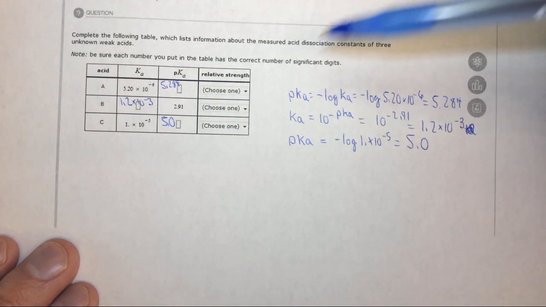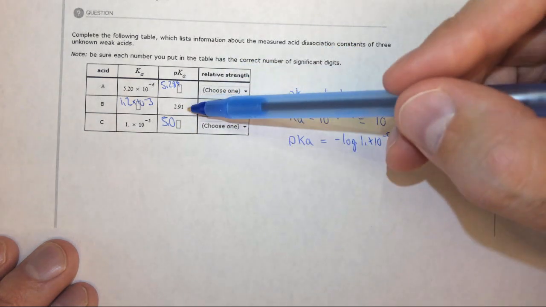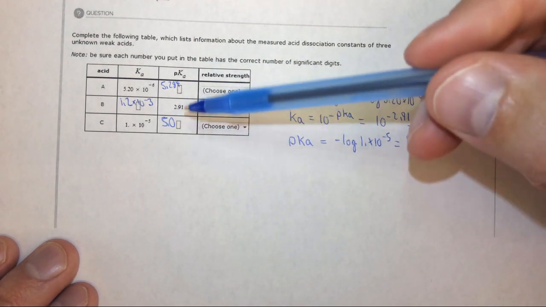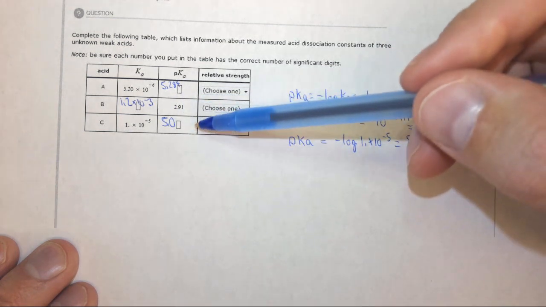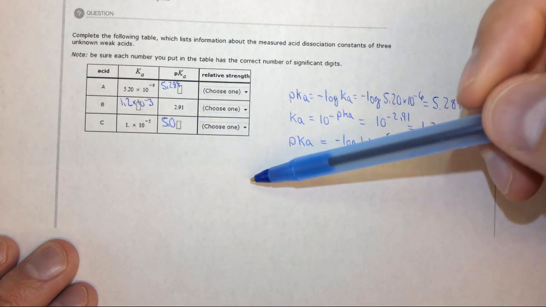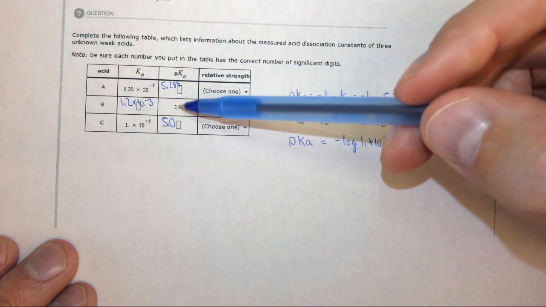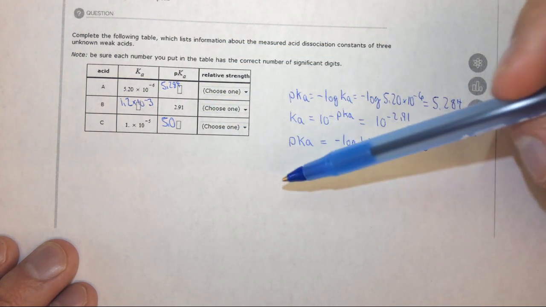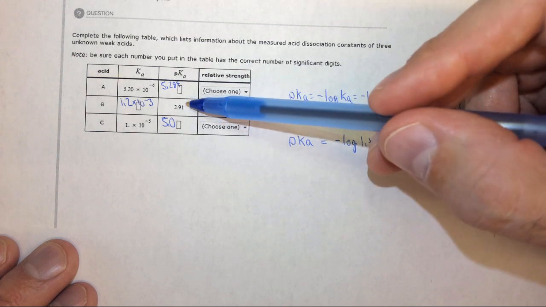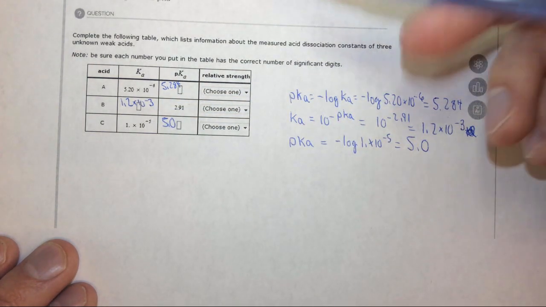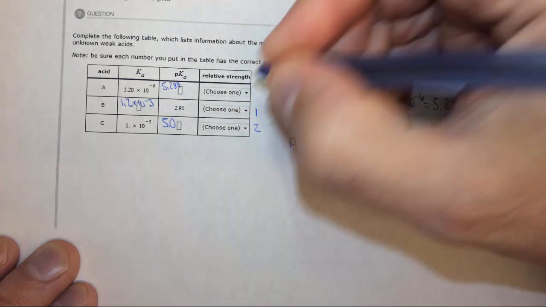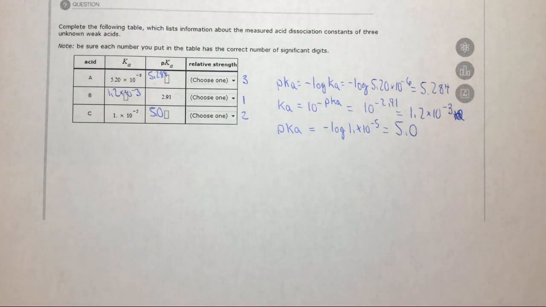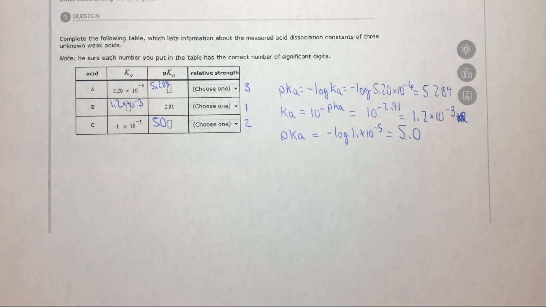Now we need to find the relative strength. It's easier to find the pKa first and then the relative strength. The one with the lowest pKa is the most acidic because it's going to have the most H3O+. Remember that in the Ka expression, H3O+ is on the top. So when you look at the pKa, the smaller the number, the more H3O+ is present because this concentration will be larger. So therefore, this is 1, this is 2, and this is 3. So we simply rank them in terms of their pKa from smallest to highest.